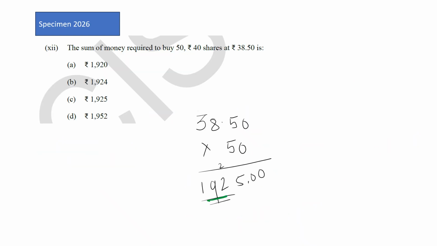Now let's solve an MCQ from the Specimen 2026. Sum of money required to buy 50 shares, and the price of those shares is 38.50. So now if you say this is a 40 rupees share, we are getting it at 38.50, then that is at discounted price. So 38.50 into 50 shares, it will get 1925. Money required is 1925.